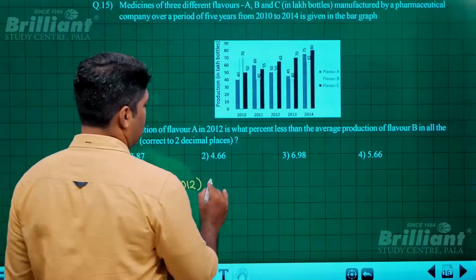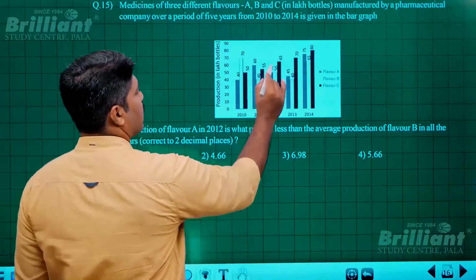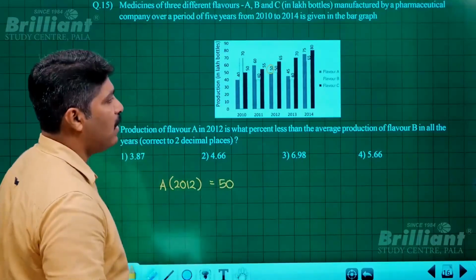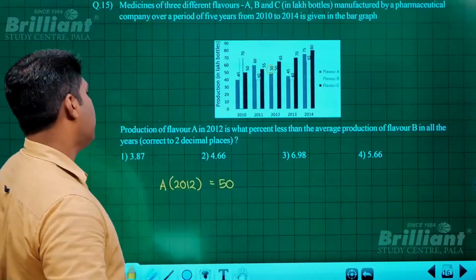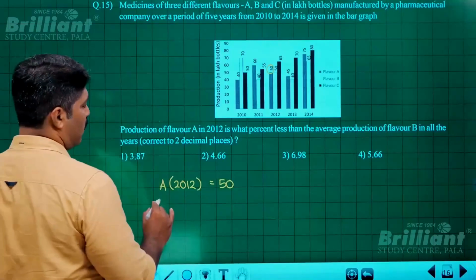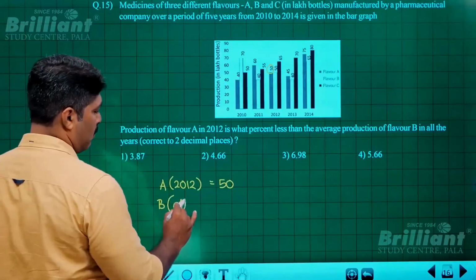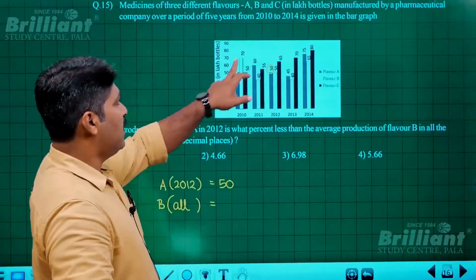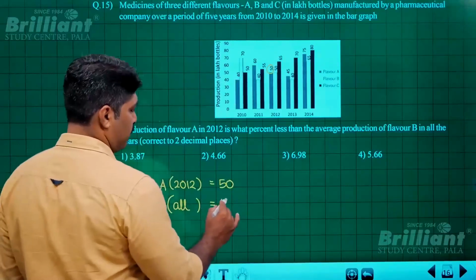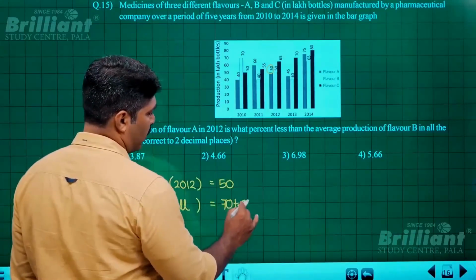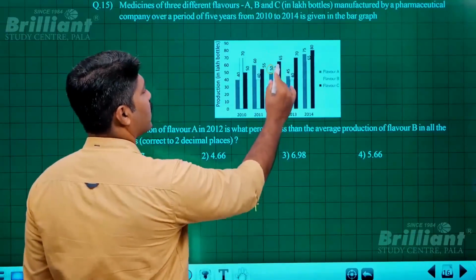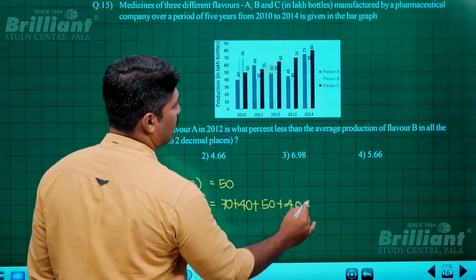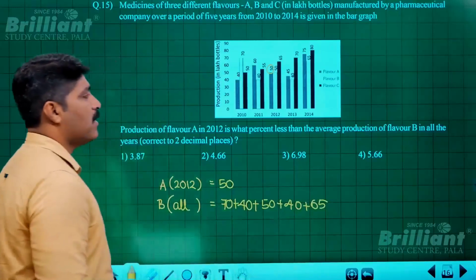So here, what is A in 2012? That is this 50. Got it? And production of flavor B in all the years. So we just add up together all the values. That is 70 plus 40 plus, next one, 50. And the next year again 40. And next year 65. So this is the production from B.